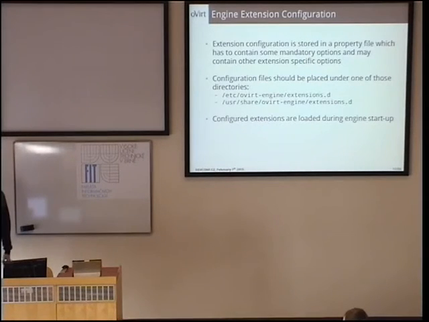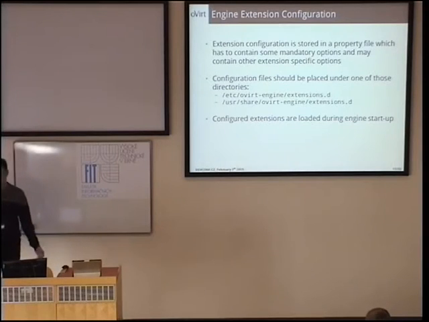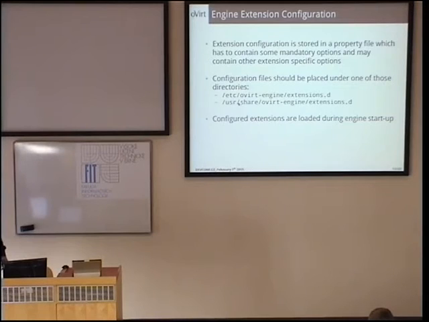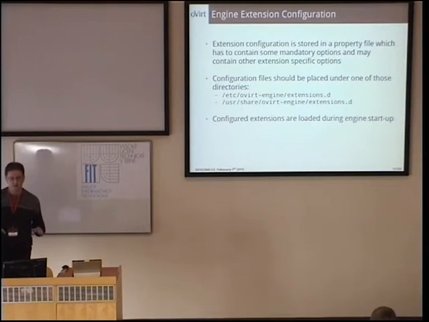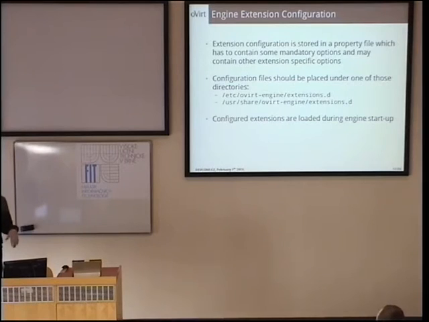Extensions are configured using text property files. The configuration should be placed into one of those directories. Usually when you want to do some customization, you should put those into the etc directory. And I would say that even when your extensions are installed on a system, they are loaded into oVirt only when they are configured. So when you provide a new extension, you will also need to provide a configuration to be able to load it into the oVirt engine and use it.